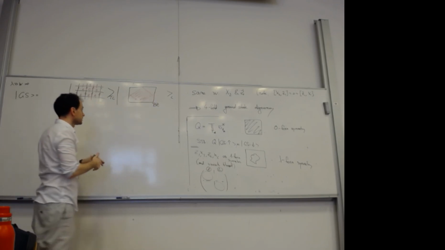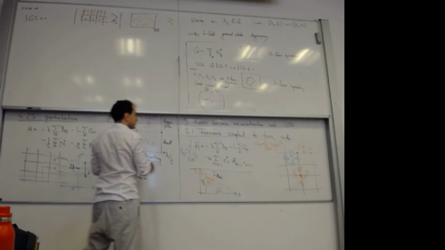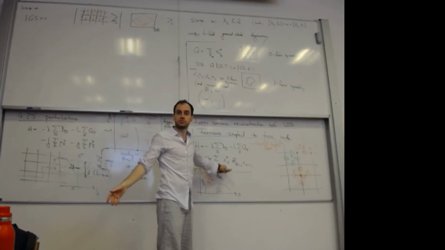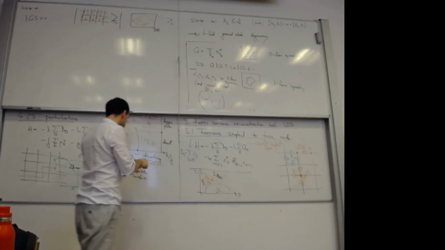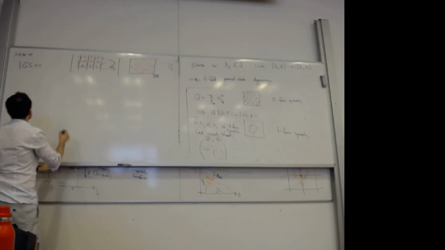All that I want to say is that once I've picked a configuration of the Z's, it's easy to solve the fermionic problem, just a free fermion problem. And now once I'm done with this, I project it.